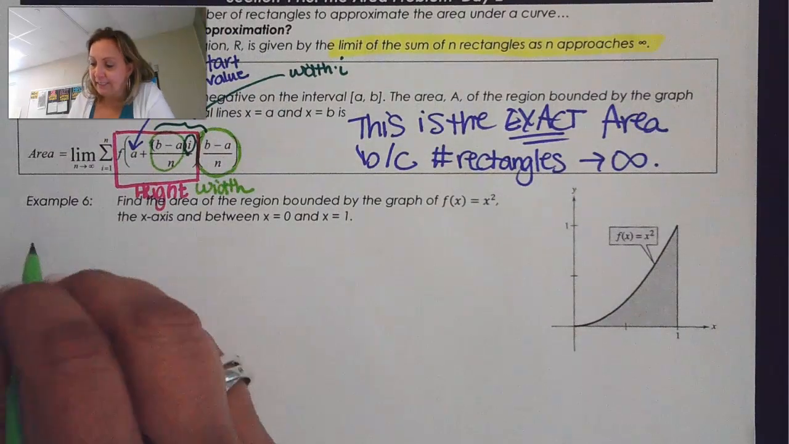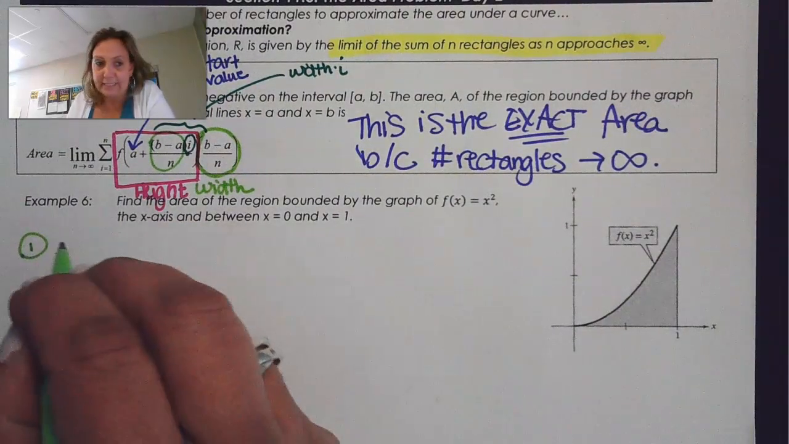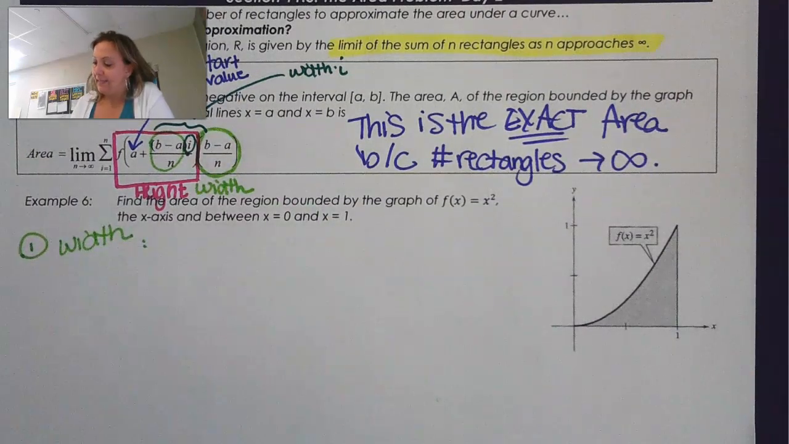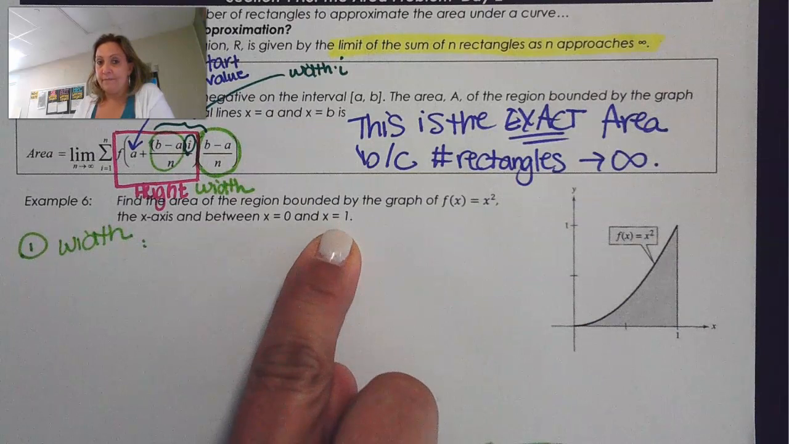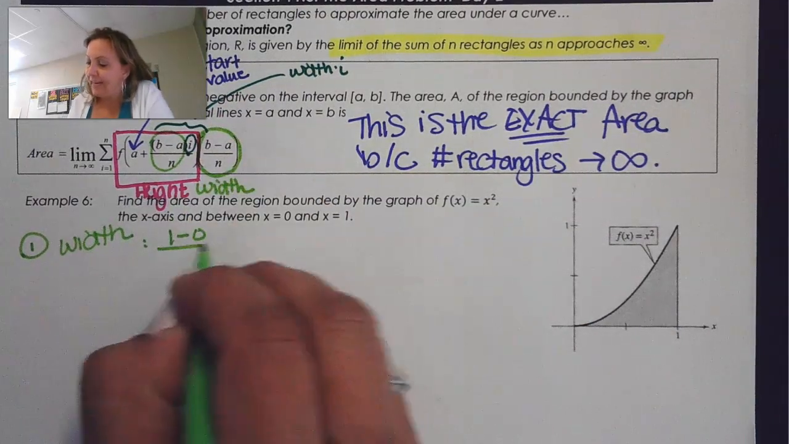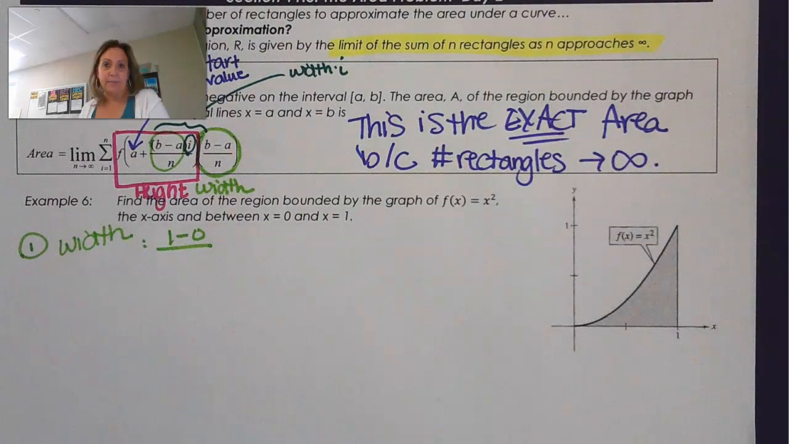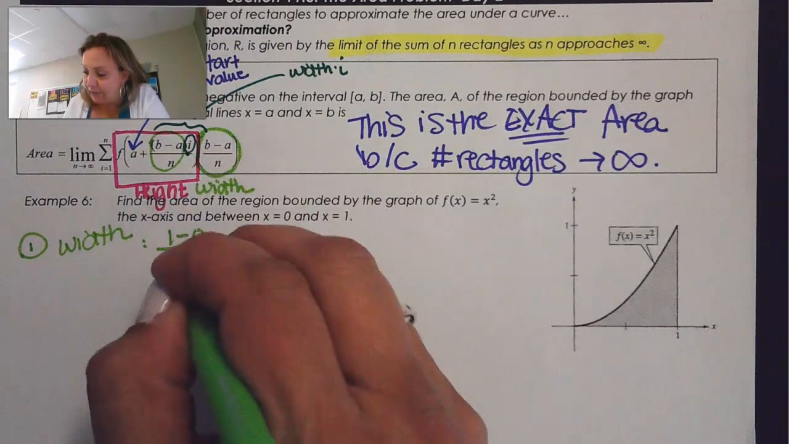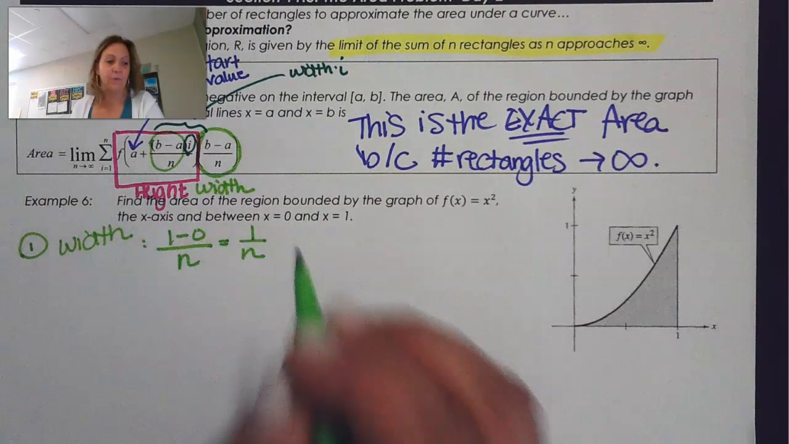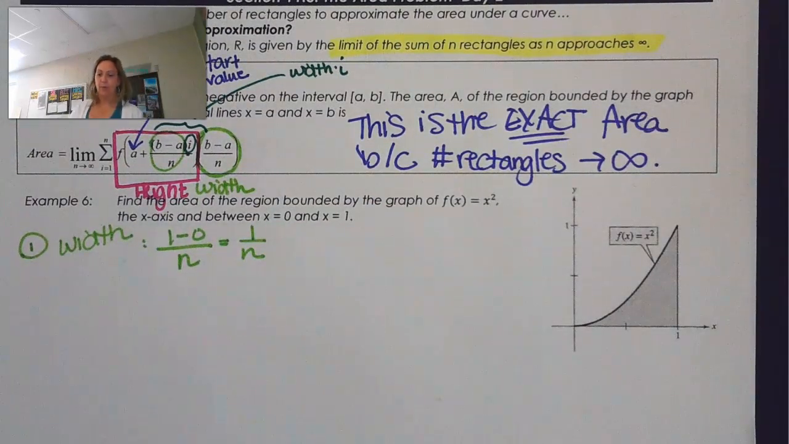Okay, so the first thing, just like we did before, is let's find our width. Our width is going to be 1 minus 0, and then we're going to divide that by the number of rectangles. Remember, we don't have the number of rectangles this time. So we're just going to call it n rectangles. And so our width is going to be 1 over n. Okay? So there's our width.